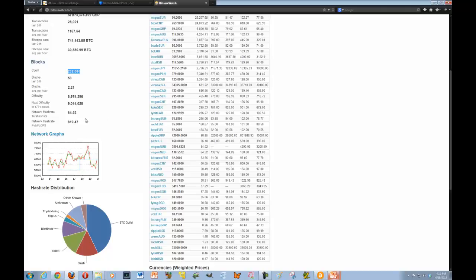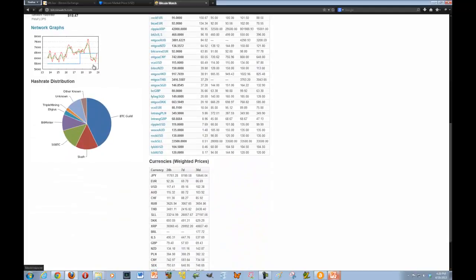And then some statistics about the network hash rate as well as the hash rate in terms of petaflops. Then you can also see the hash rate distribution. So these are our major mining pools, like BTC Guild and 50 BTC, Bitminer. Again, I'd highly recommend, if you have not watched the mining lecture, to do so before watching this lecture.